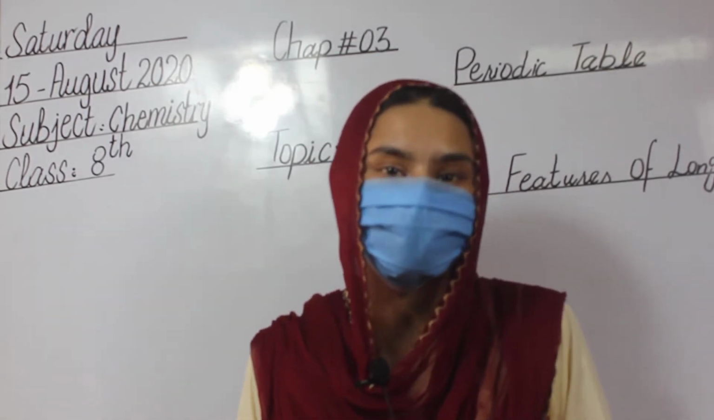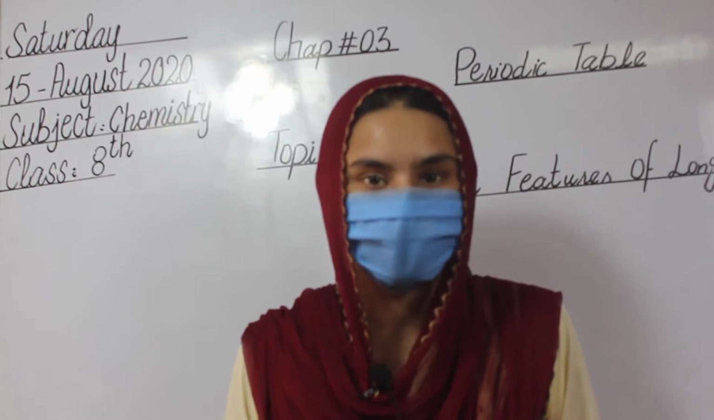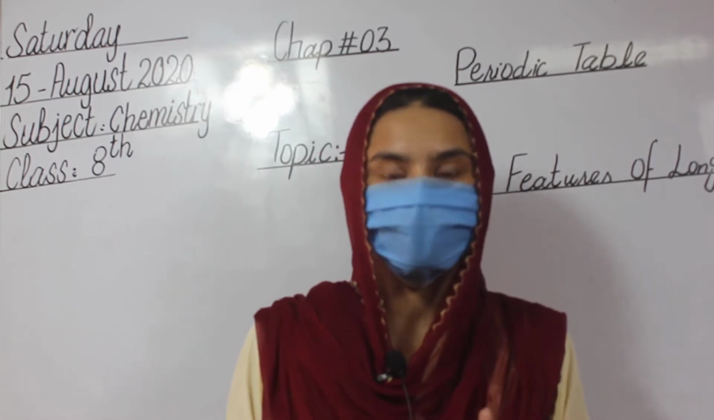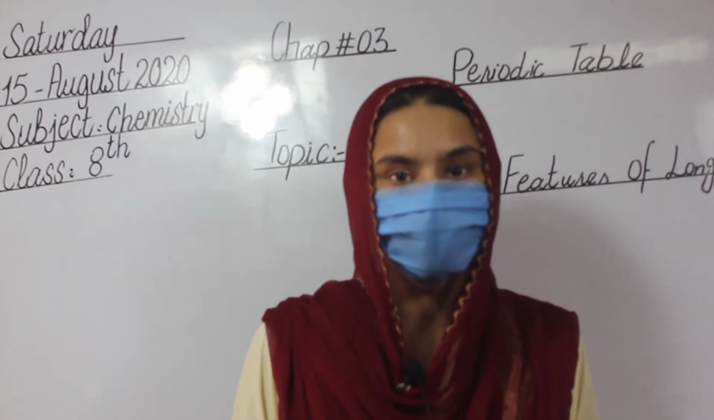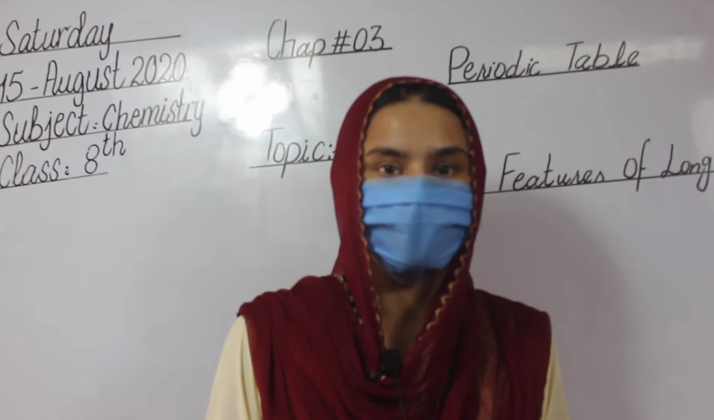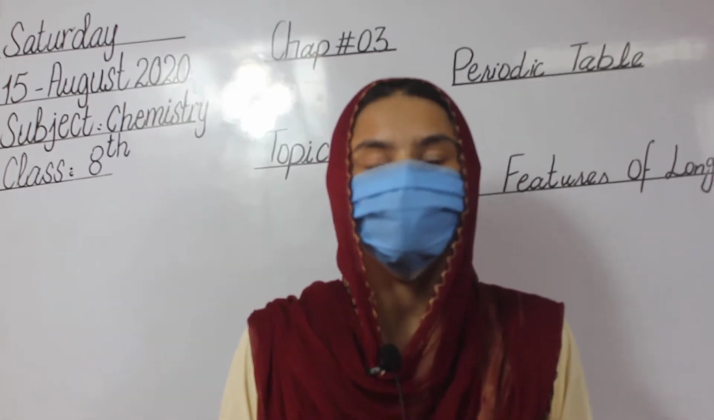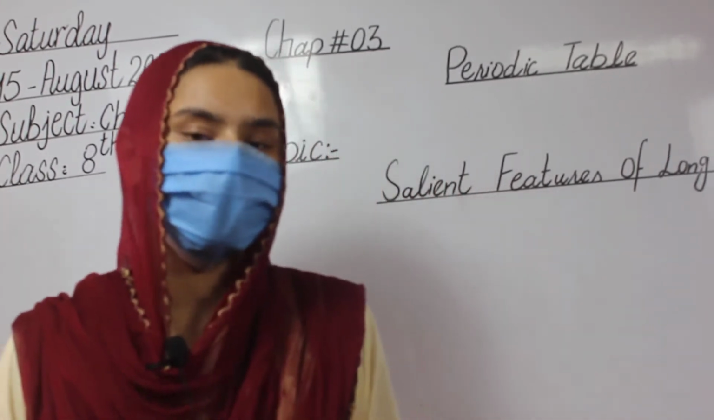Basically, these are the salient features of the long form of the periodic table. Means these are the main points of the periodic table. On the basis of these points we can say that the periodic table present nowadays is the long form of the periodic table.